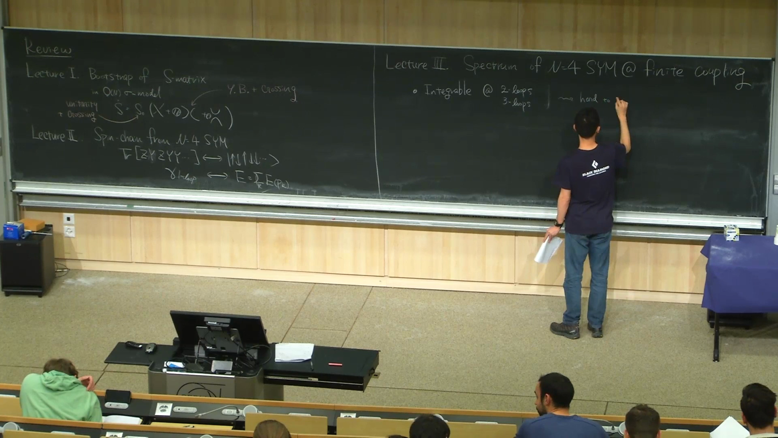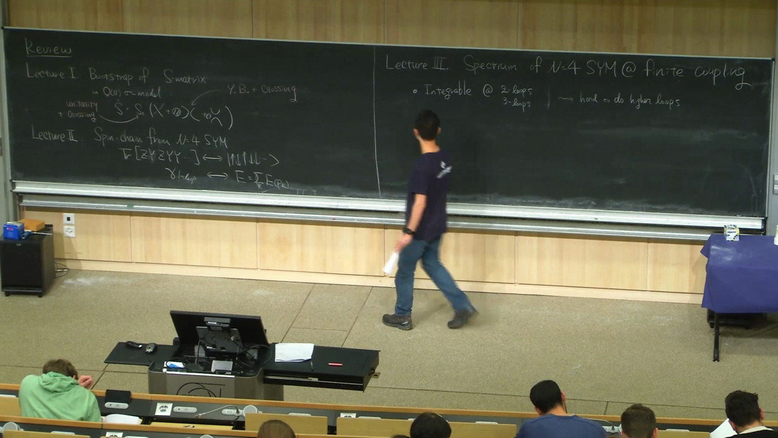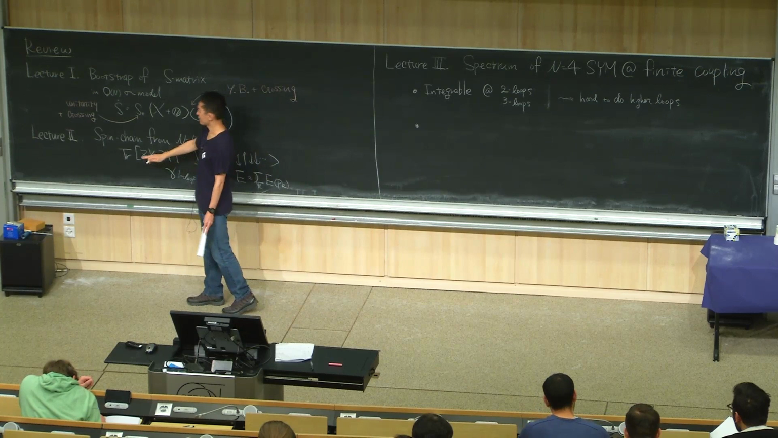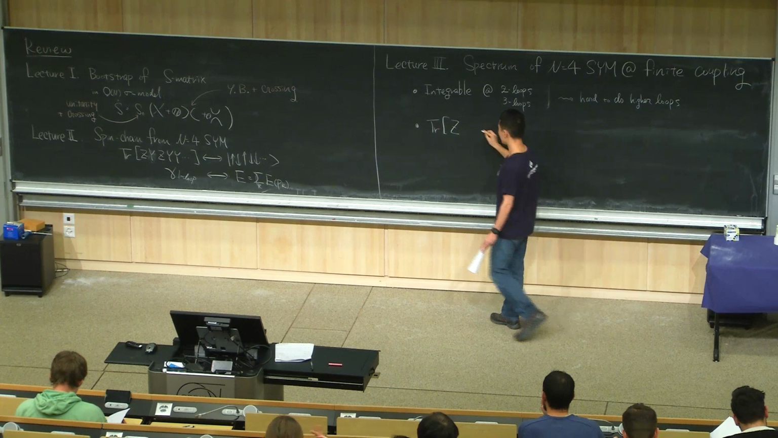because in the beginning we need to do the Feynman diagram computation, and it becomes much, much harder if you go to higher loops. Another question you can ask is that the day before yesterday, I only considered this kind of operator, but in N=4 super Yang-Mills theory, you can have various different kinds of fields. So you can try to insert those fields inside the trace.